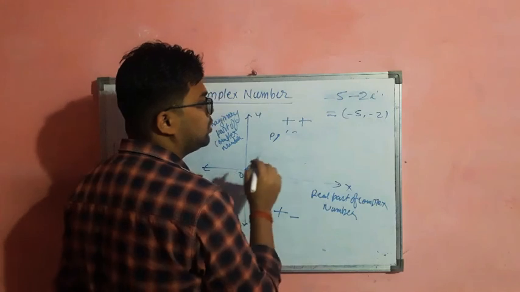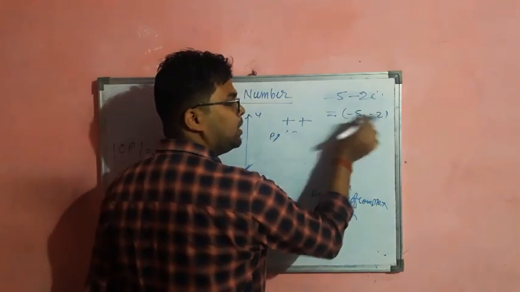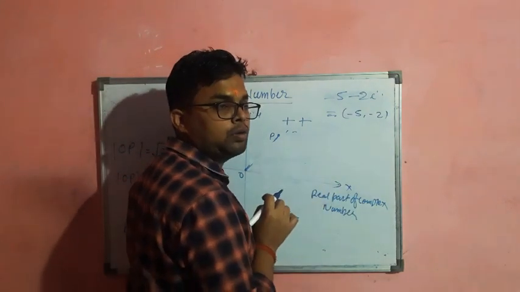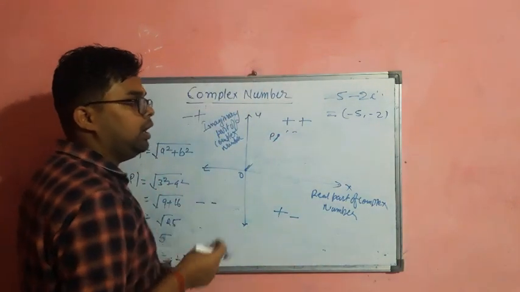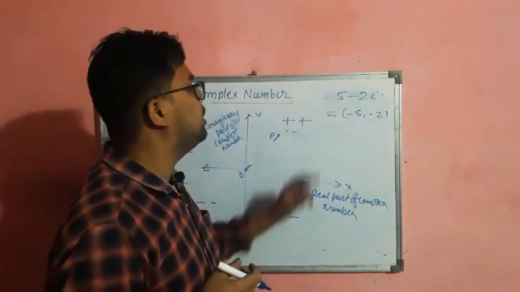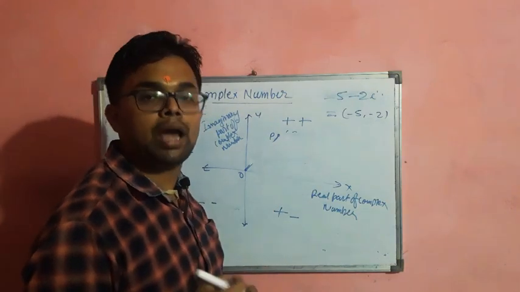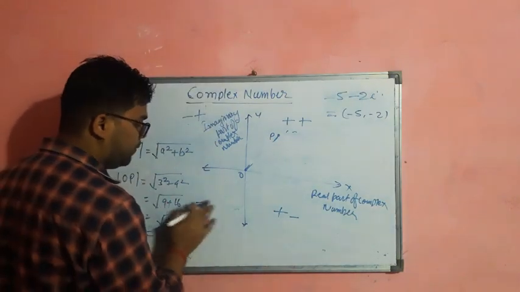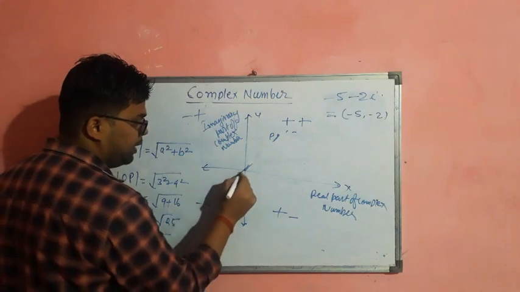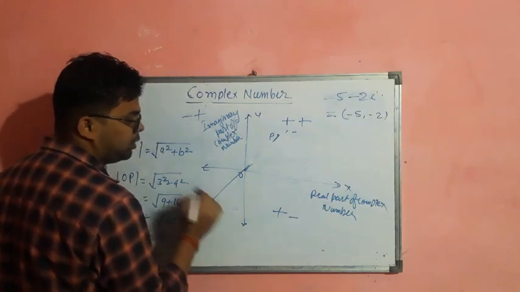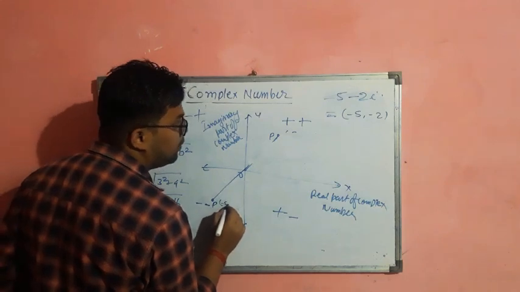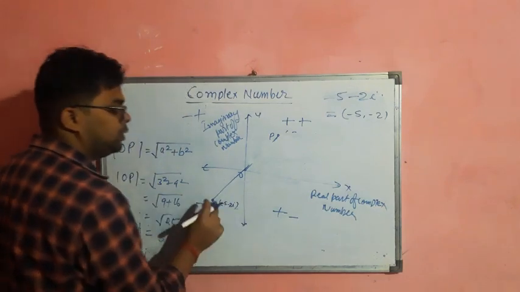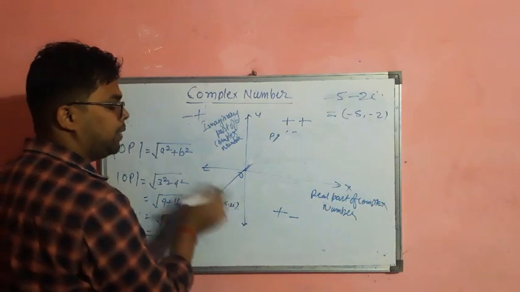Understood? So here the real part and imaginary part are both negative. In which quadrant are both values negative? In the third quadrant both values are negative. It means that this complex number will lie in the third quadrant. So it will be like this. It will be here. Let this be the complex number P, that is minus 5 minus 2i. So this will represent your minus 5 minus 2i.